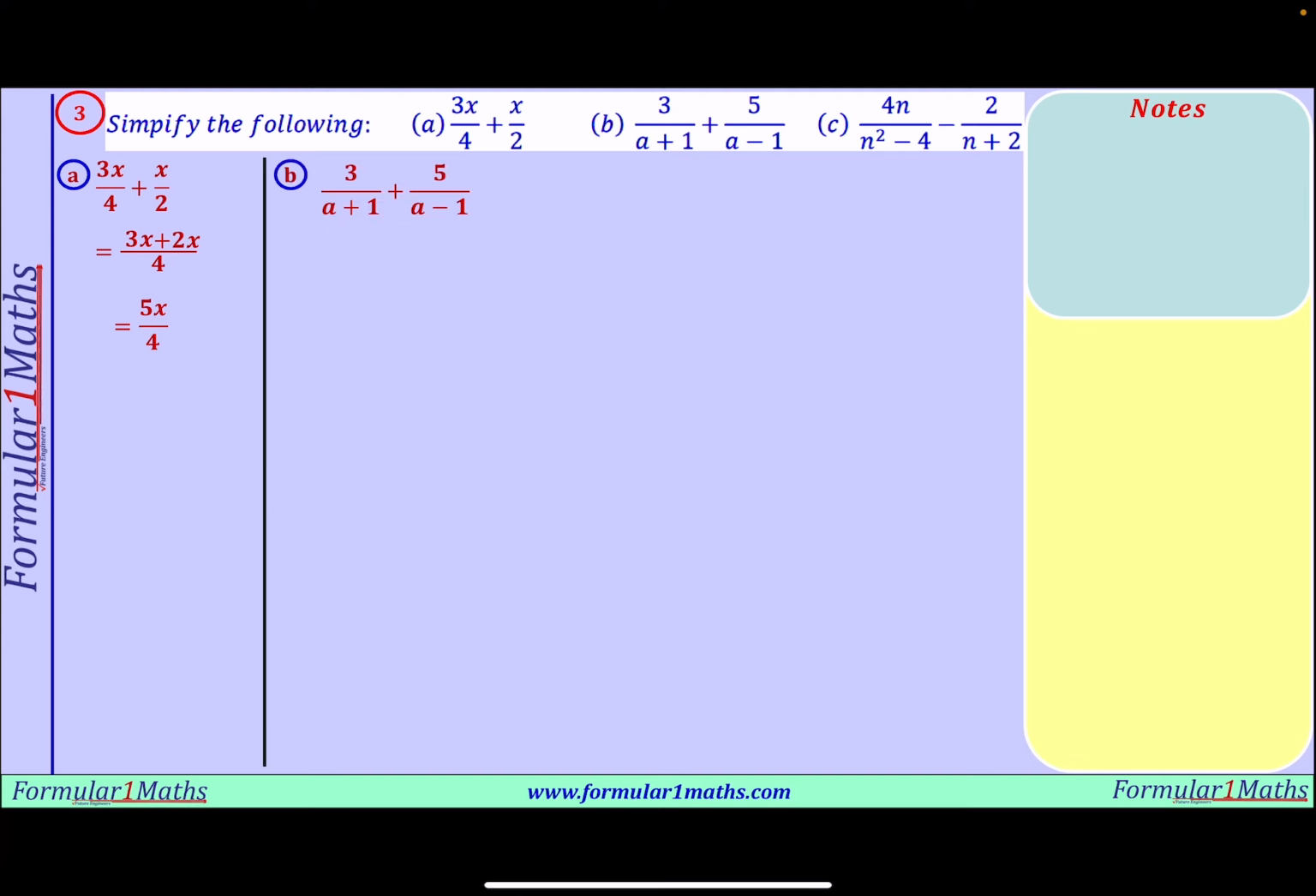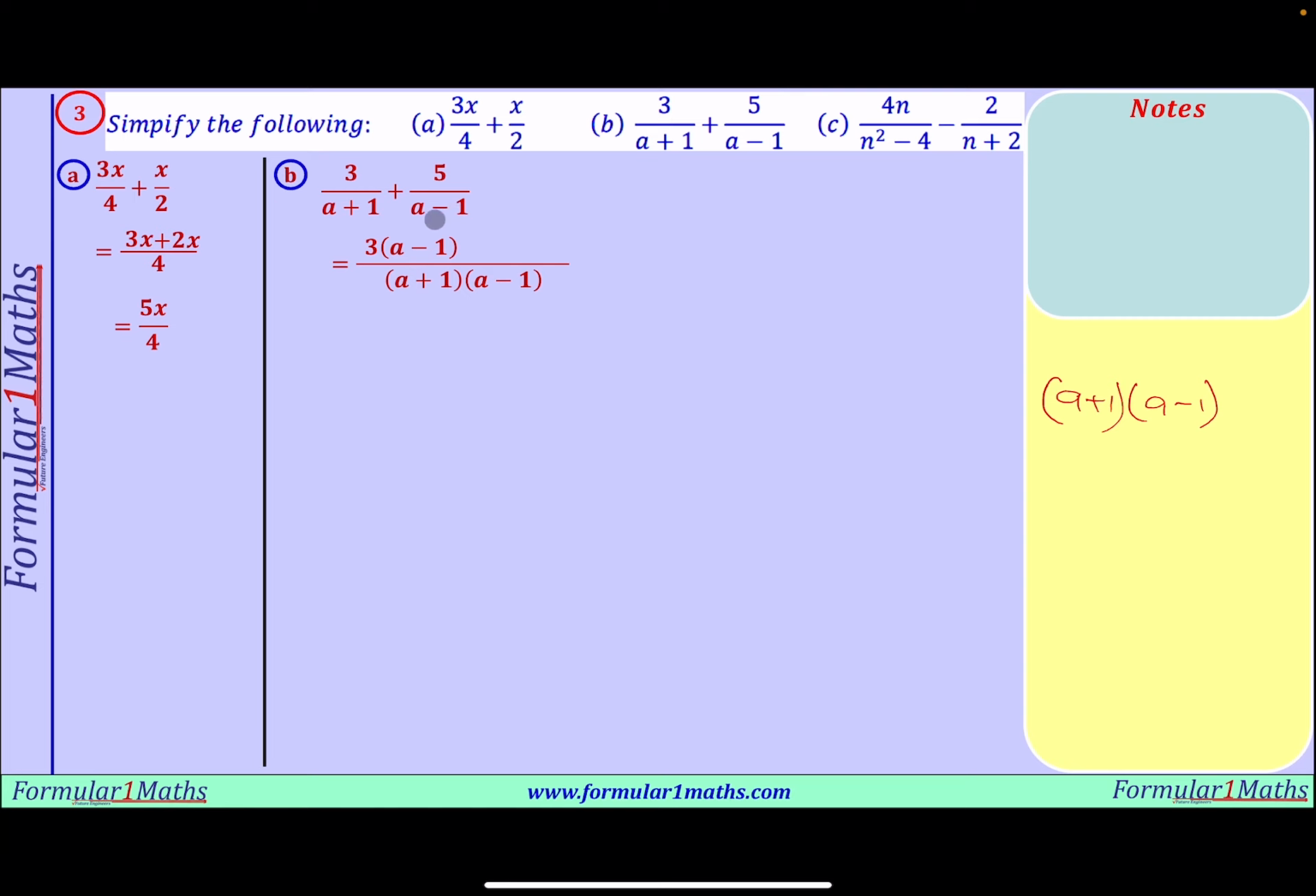For b, so we've got a plus 1 here for the denominator and a minus 1 for the denominator. So we are going to say we have a plus 1, a minus 1 as our LCM. So we can do that. And then note that a plus 1 goes into this a minus 1 times. So that means I'll multiply a minus 1 times 3, and I'm going to get this.